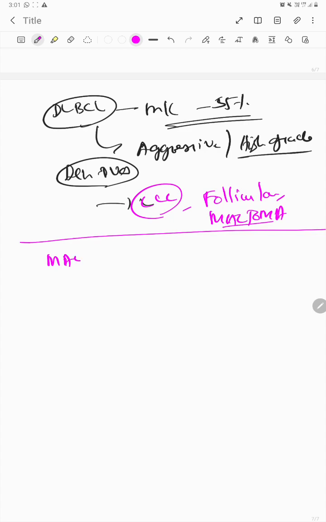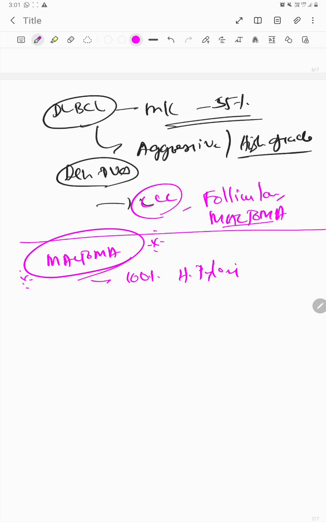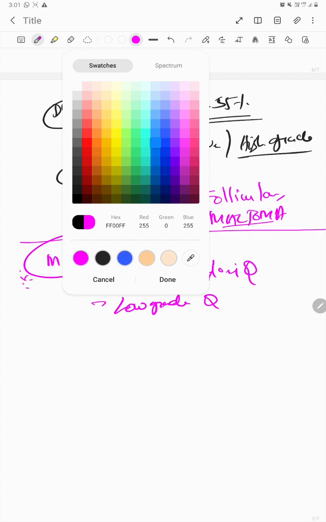Coming to your maltoma, it's a very important topic. Why? Because there is like 100% association between H. pylori and it, and it is a low grade tumor. Each point or each line is an MCQ for you in maltoma.